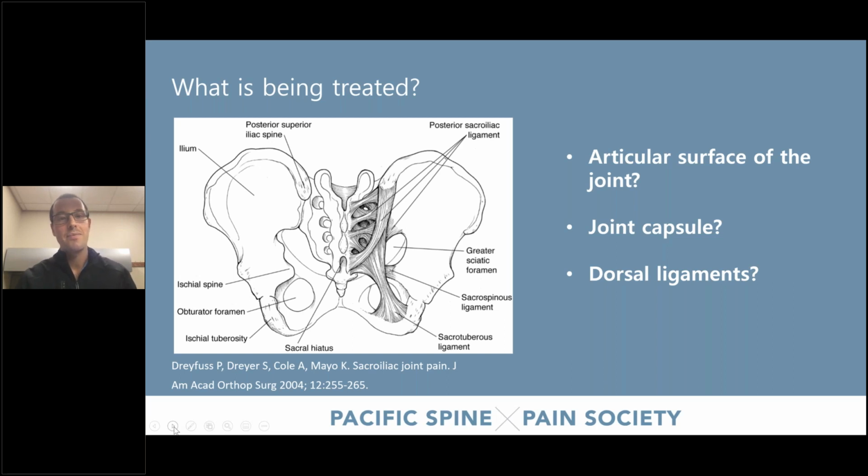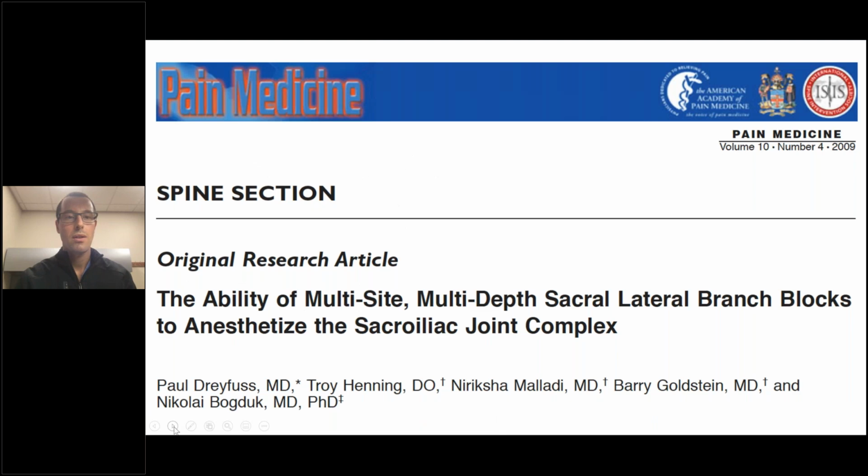So let's go to the next slide. So this is Dreyfus's data. This is Dreyfus's study on really the only validated technique to date, at least until further science is performed, that multi-site, multi-depth sacrolateral branch blocks are a valid way to anesthetize the lateral branch nerves. And let's go to the next slide.